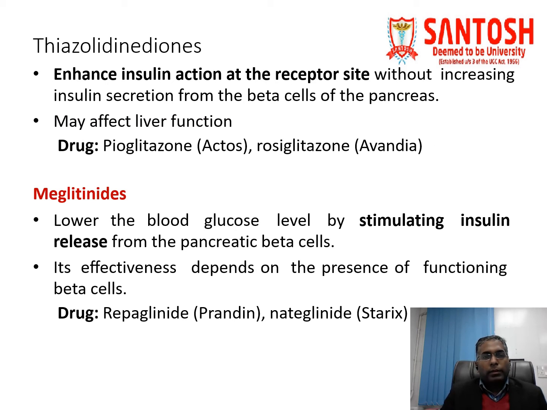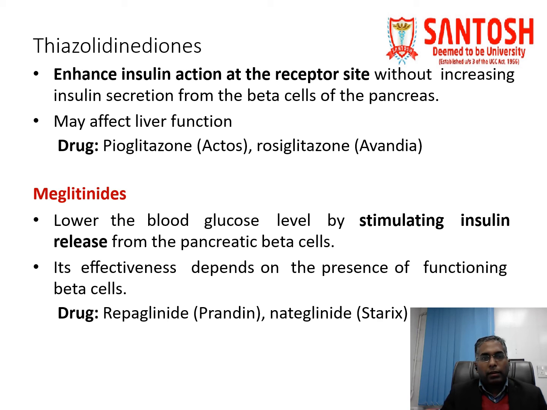Next drugs in use are thiazolidinediones. They cause enhanced insulin action at the receptor site without increasing insulin secretion from the beta cell of the pancreas. Sometimes they may affect liver function. Drugs are pioglitazone and rosiglitazone.